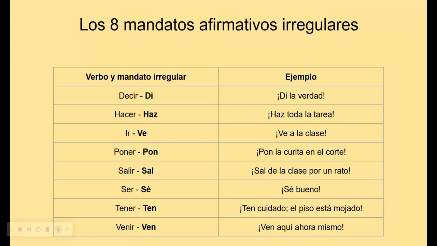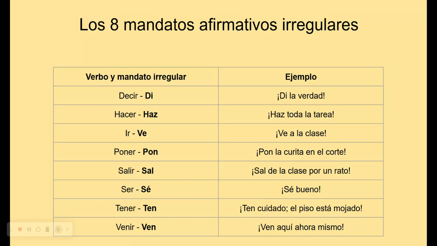So for the verb in irregular command, we have decir, to say or to tell. Your irregular command is di. And the example is di la verdad, tell the truth. Hacer, to make or to do, is haz toda la tarea, do all the homework. For ir, to go, we have ve a la clase, go to class. For poner, to put at a place, we have pon la curita en el corte, put the band-aid on the cut. For salir, to leave, we have sal de la clase por un rato, leave the class for a while.